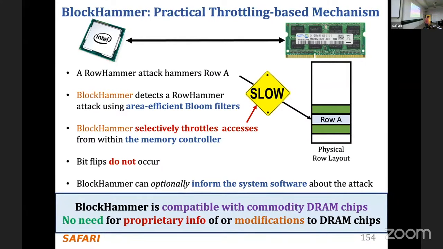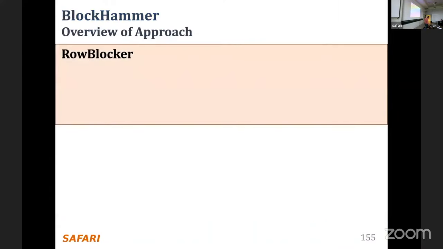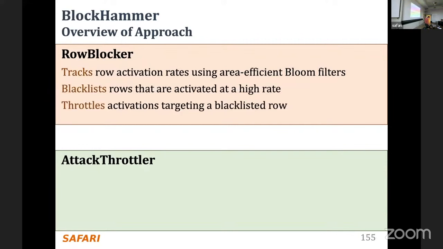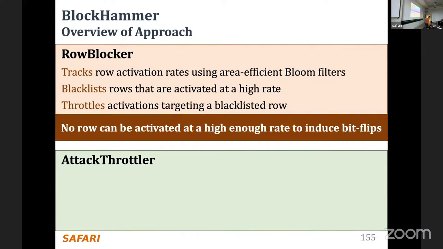Okay, I already said this. There's no need for proprietary information or modification to the DRAM chip with this sort of solution. So there are two components to this. One is RowBlocker, which tracks row activation rates through area-efficient Bloom filters. It blacklists rows that are activated at a high rate and throttles activations targeting a blacklisted row, all in the memory controller. No row can be activated at a high enough rate to induce bit flips.